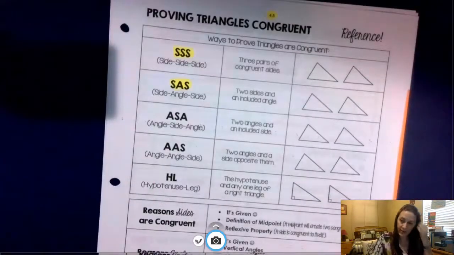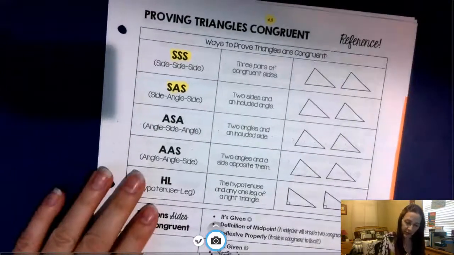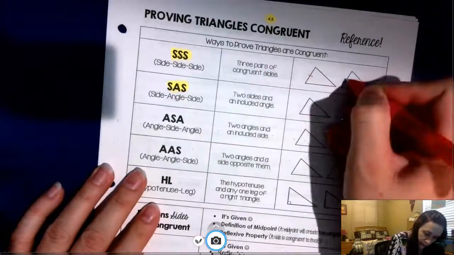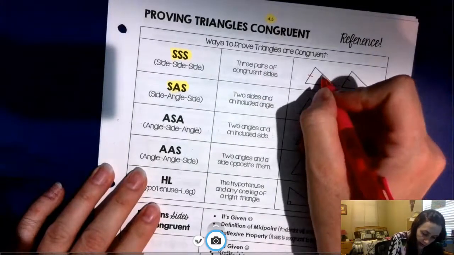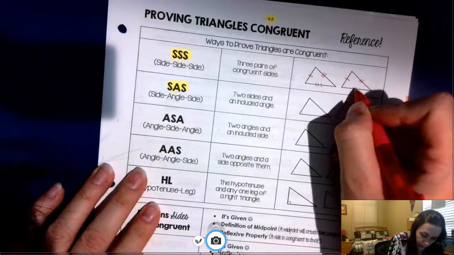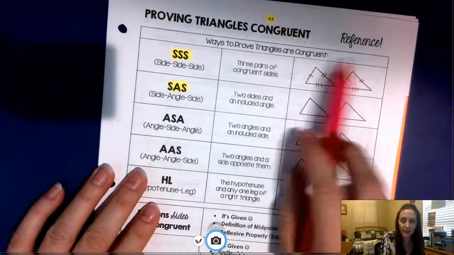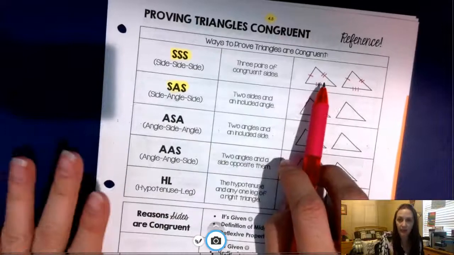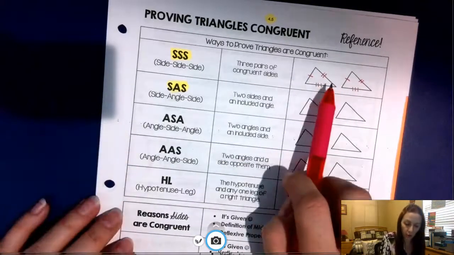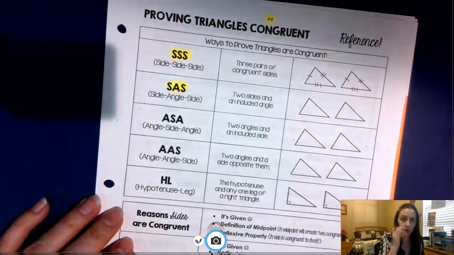So the first one is side, side, side, which means if you have 3 pairs of congruent sides, if I know this side here is congruent to this side here, and that side, and this one here is congruent to this one, this one is going to be side, side, side. If I have this, I know the triangles are congruent, all their sides are congruent. I also know the corresponding angles are congruent.